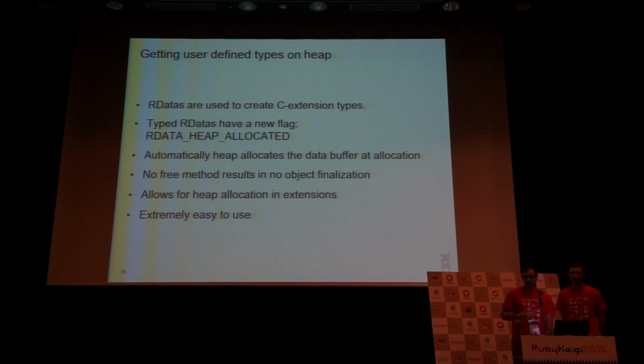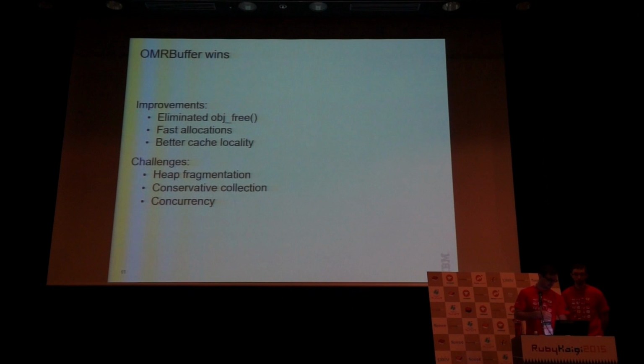It respects the same kinds of semantics that the traditional OurData API has always offered, in that the lifetime of your memory is associated with the lifetime of the OurData. So this is going to make it extremely easy to use, and for simple types, just add the flag, and for free, you're going to get better cache locality, faster allocations, and shorter GC pause times. So what we're seeing is that Omar buffers have helped us eliminate object free, and give us faster allocations in the mutator and better cache locality, and this is overall going to improve the execution of your program.